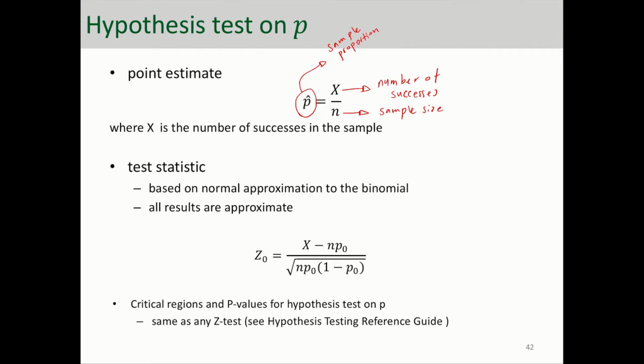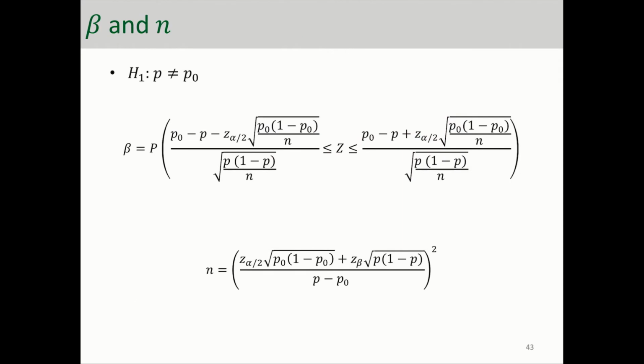And you calculate the test stat z-score, and you can use the critical region and p-values that we had for the z-score that we talked about before. So it's the same z-test that we had after you calculate the test score. And I suggest you review the hypothesis testing reference guide to get a summary look of all these different tests and what the corresponding critical regions and p-values are for them.